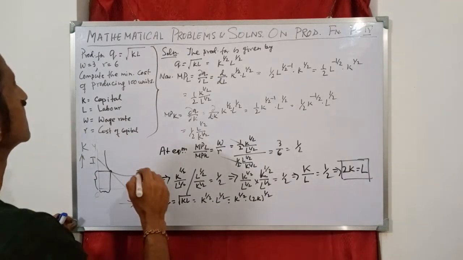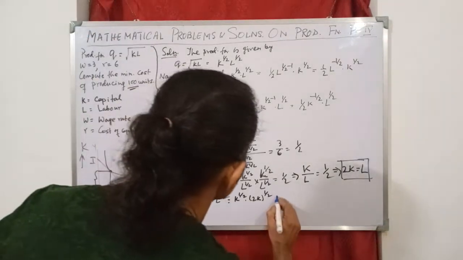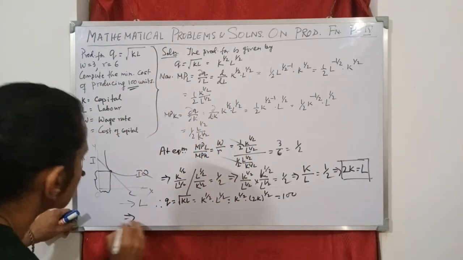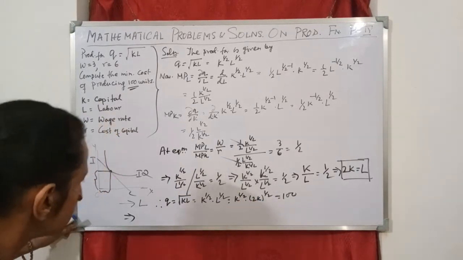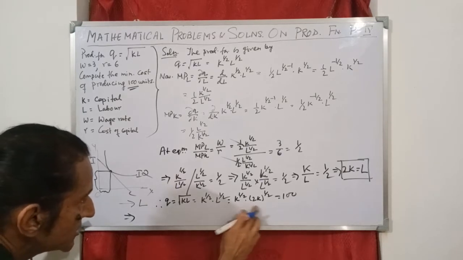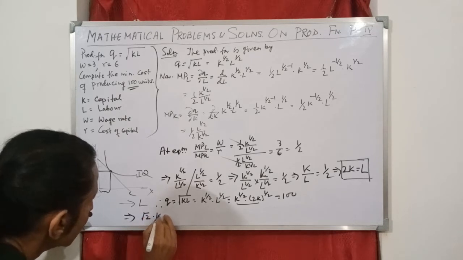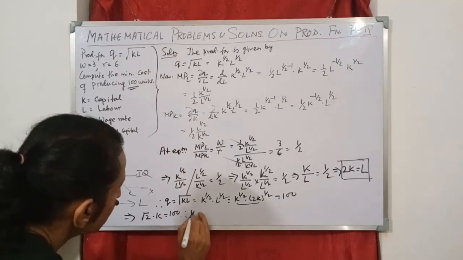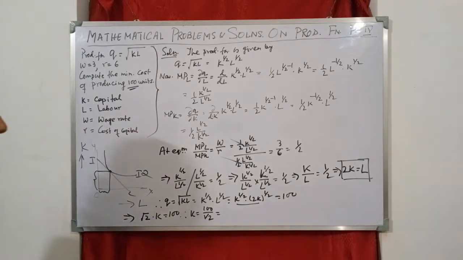Now this is 100, because we have to produce 100 units. This means K to the power half into K to the power half equals K, and 2 to the power half means root over 2. So this part becomes root over 2 into K equals 100. Therefore, K equals 100 by root over 2 equals how much?